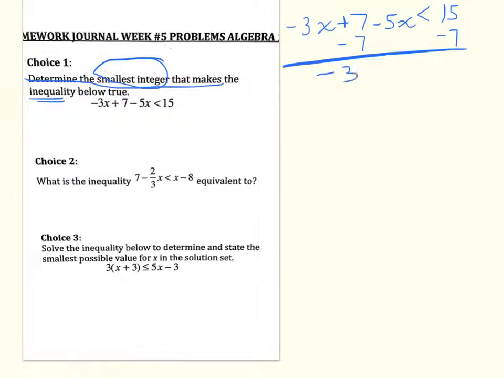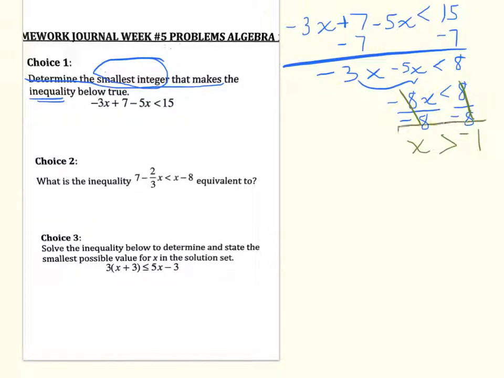And that gives me a negative 3x minus 5x is less than 8. I can combine these two, so I have negative 8x is less than 8. Now I'm going to divide both sides by a negative. Because I'm dividing by a negative, I now need to flip my inequality sign. This cancels, and I wind up with x, and this cancels, and I get a negative 1. So the answer for this one, x is greater than negative 1.